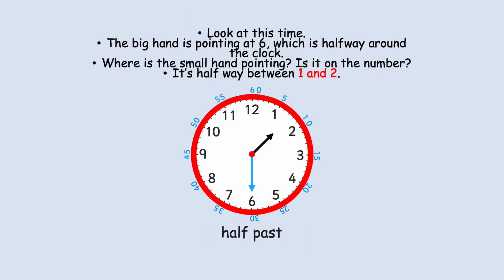Look at this time. The big hand is pointing at 6, which is halfway around the clock. Where is the small hand pointing? Is it on the number 1 or 2? No, it's not, is it? It's halfway between 1 and 2. So it's half past 1, because the small hand has gone past the 1. Hasn't got to 2 yet, so it's half past 1.